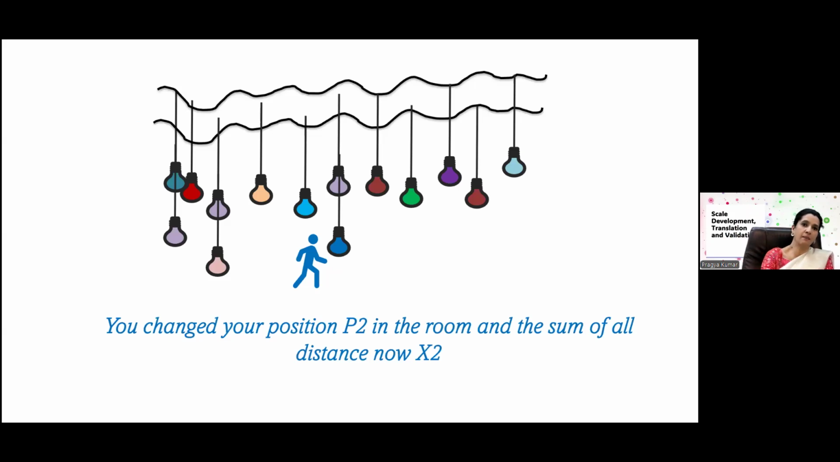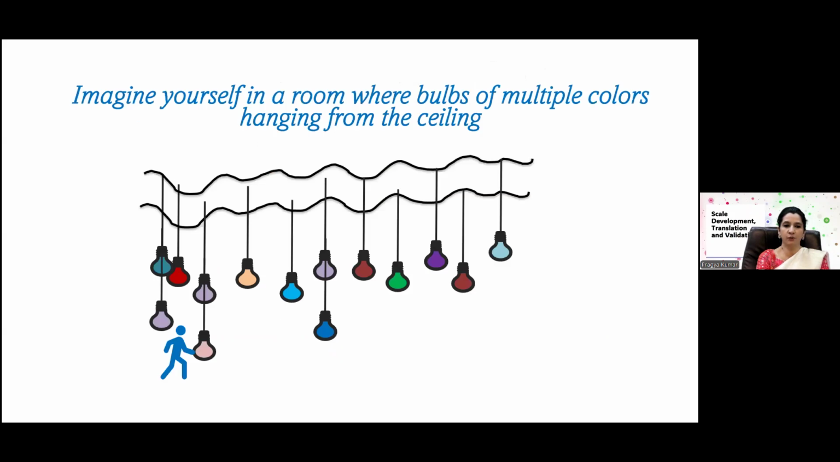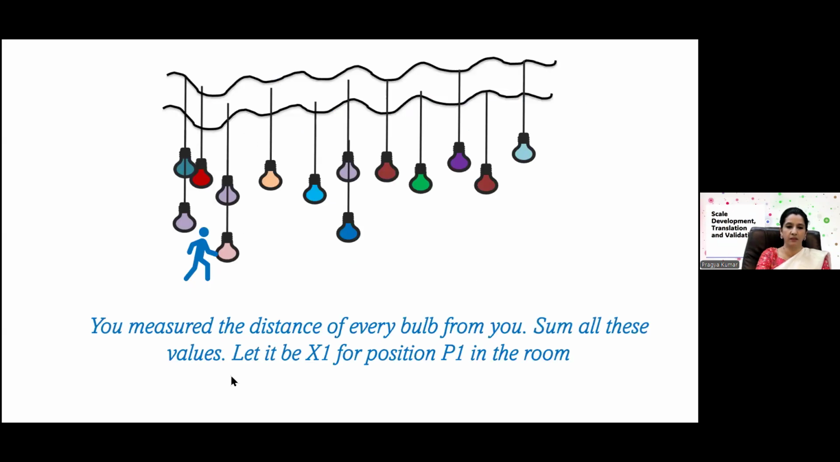So yes, I'm repeating, Dr. Muhammad. This is just to tell you that imagine yourself in a room. You are a construct, and there are various colored bulbs hanging from the ceiling. You are changing your position. First you are standing here at P1, and you have measured the distance. It's you as a construct and the various colored bulbs are the items.